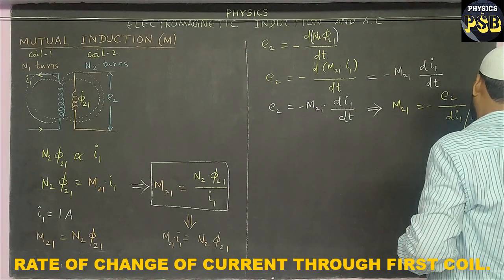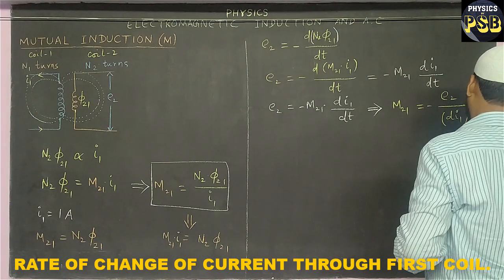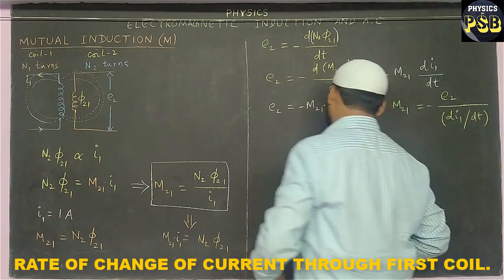DI1 divided by DT. Now, this is how I get the equation.